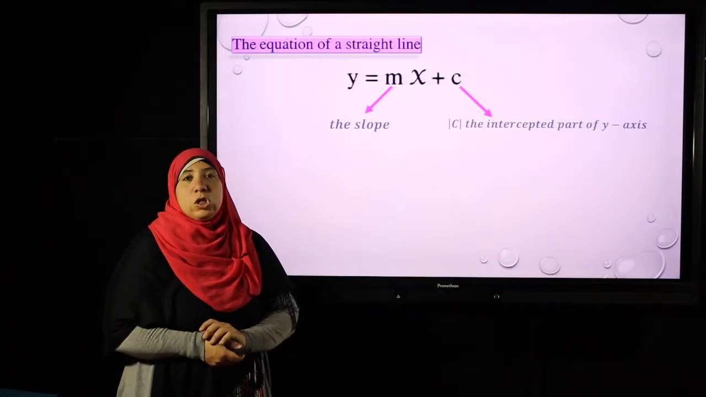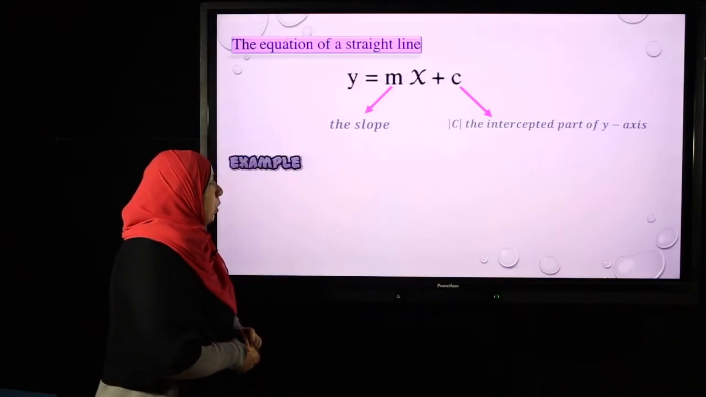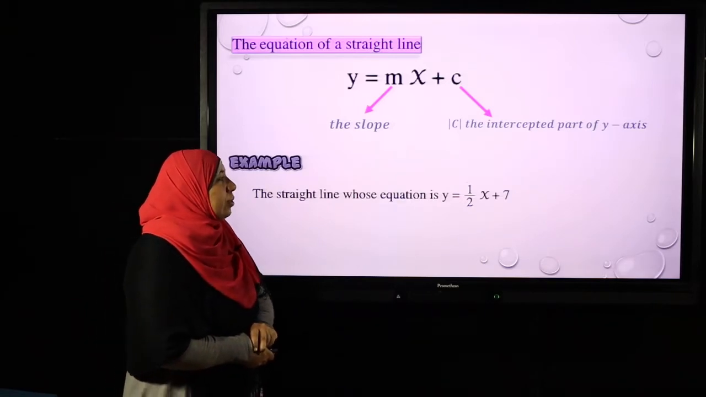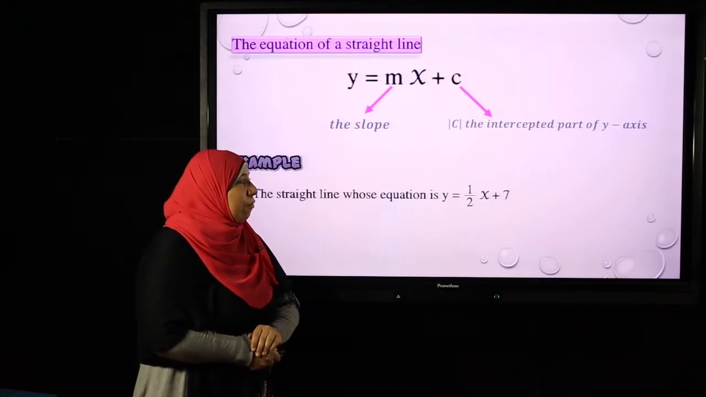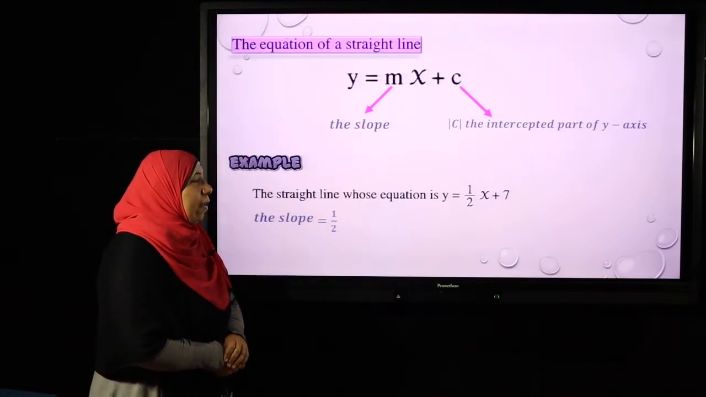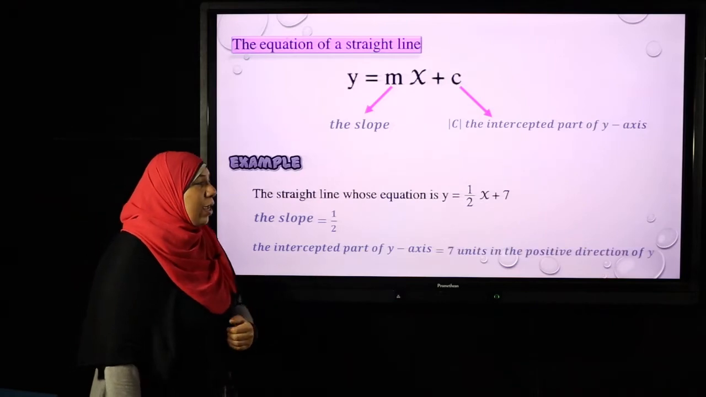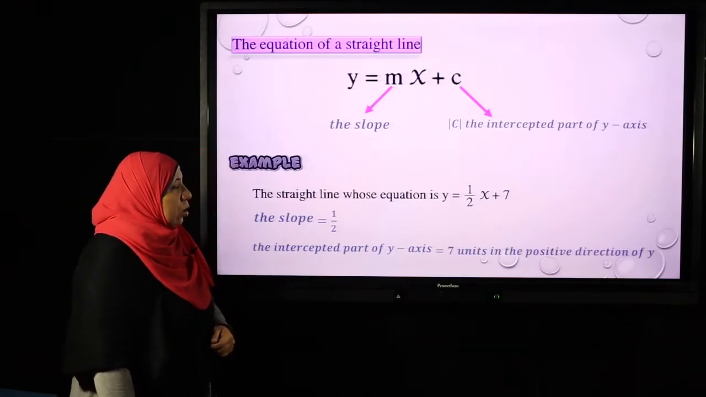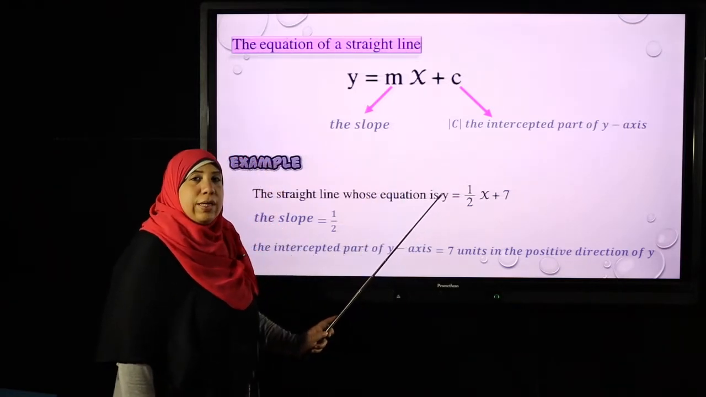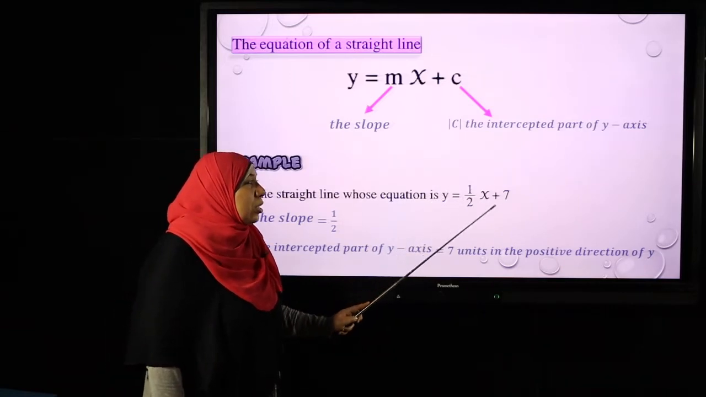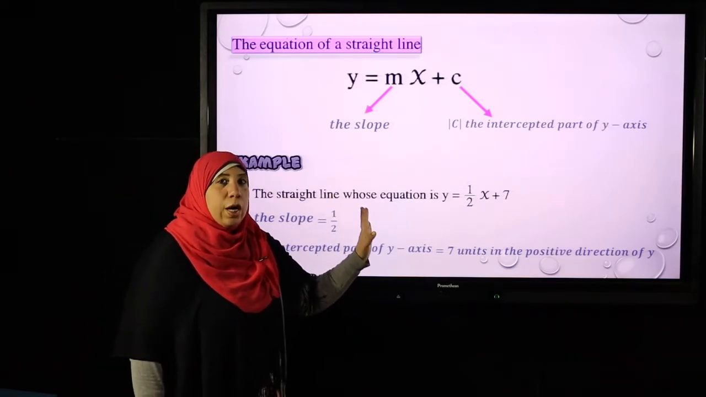c is the intercepted part. The length of the intercepted part should be positive. For example, the straight line whose equation is y equals half x plus 7. From this equation, I can find that the slope of this straight line is half, and it intercepts 7 units from the positive part of the y-axis. So I need an equation in this form to know that the half is the slope and this number is the intercepted part. So the equation should be in this form, y equals.